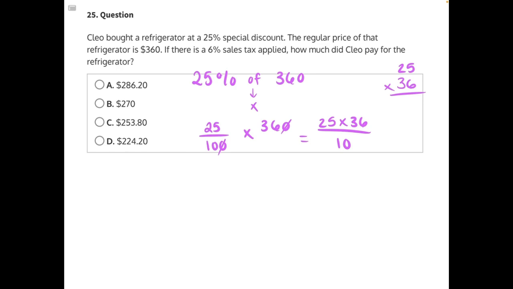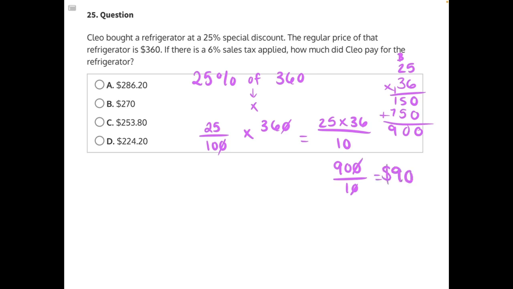6 times 5 is 30. 6 times 2 is 12 plus 3 is 15. 0. 3 times 5 is 15. 3 times 2 is 6 plus 1 is 7. So we'll add these together and get 900. So now we have 900 as our numerator over 10. Once again, we cross out zeros and we're left with 90.